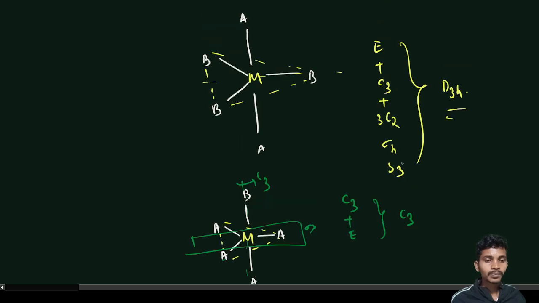Okay. So if you replace both, then again we will get the same. If you replace both B, then it's the same like this. So again we will get the D3h point group.